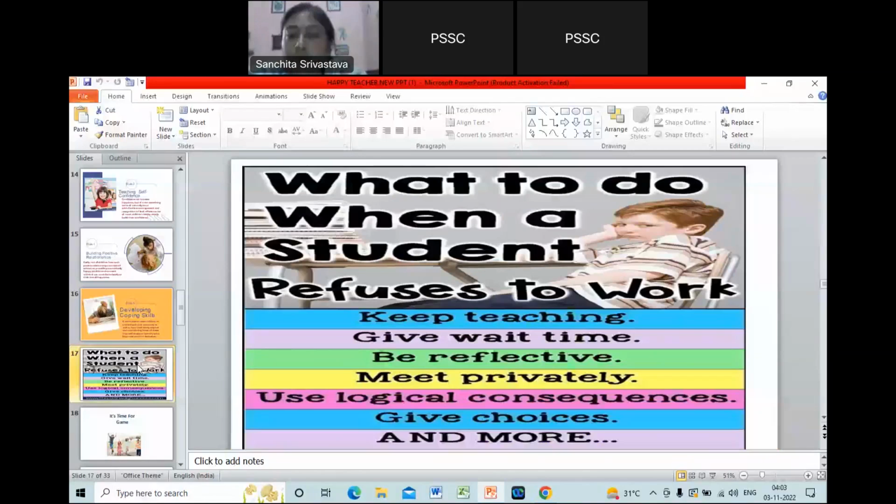Then meet privately. See, every teacher knows every child very well, isn't it? We are excellent at that. In a classroom, if we are taking the class and children are there, we know how each child is. So at the end of the class, we can always call them and ask how to do that.